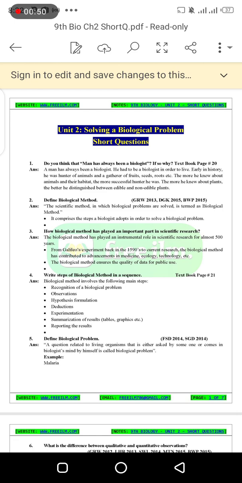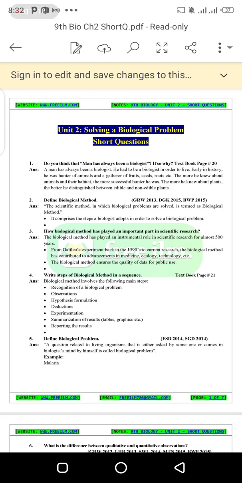Define biological method. The scientific method in which biological problems are solved is termed a biological method. It comprises the steps a biologist adopts in order to solve a biological problem. How has the biological method played an important part in scientific research?